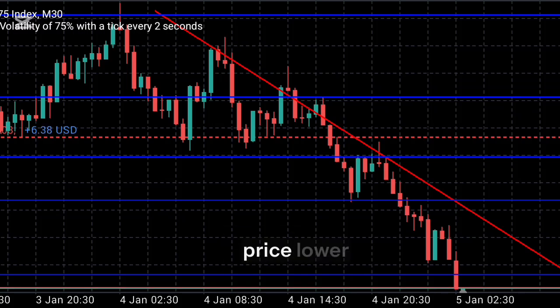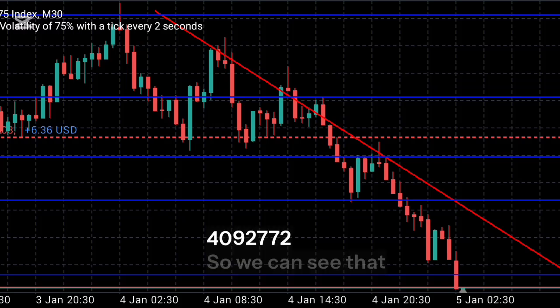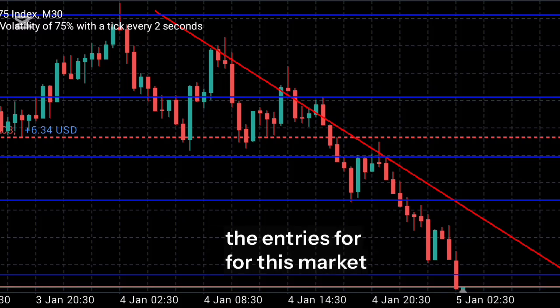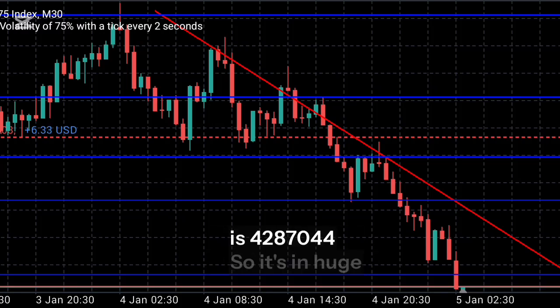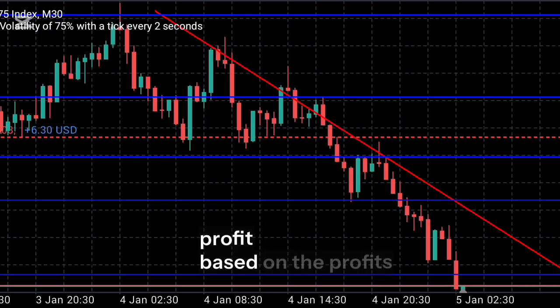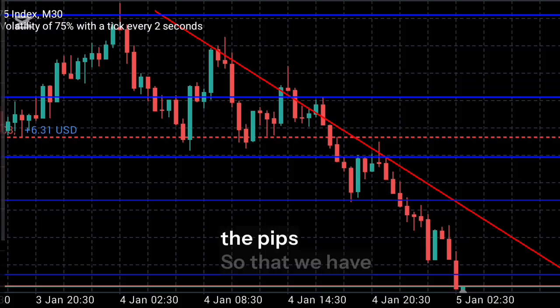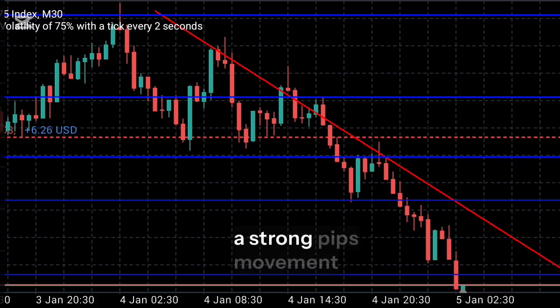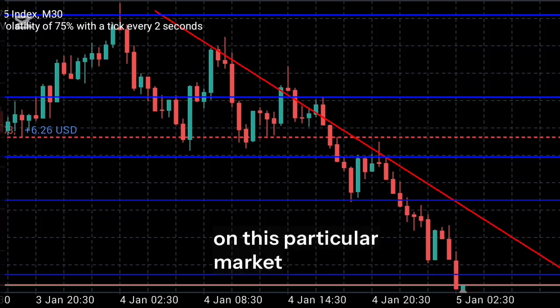We can see the price lower to 40,927.72. So we can see that the entry for this market is 42,870.44. So it's in a huge profit, based on the pips. So we have a strong pips movement on this particular market.